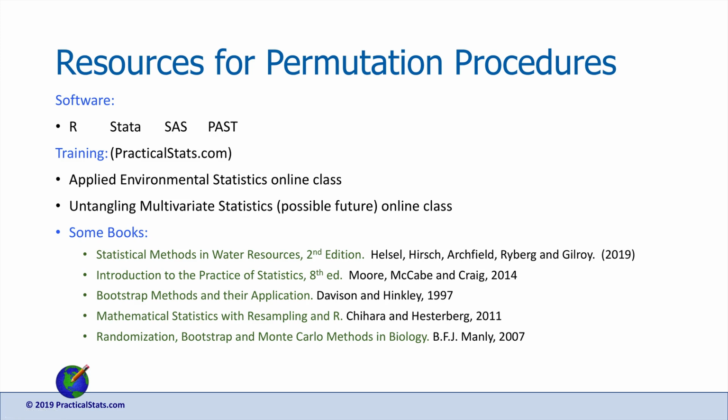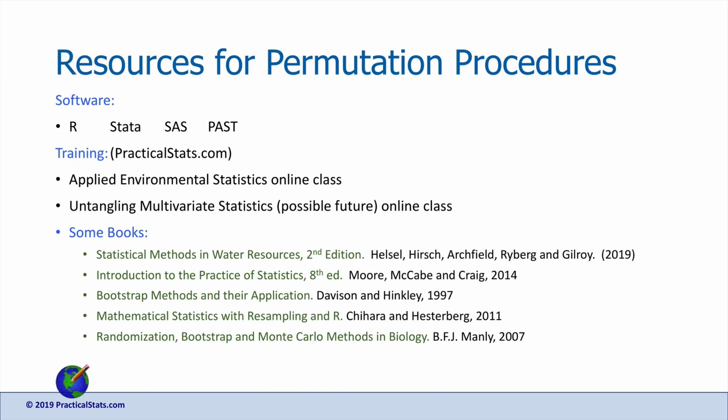Some books. The new version of Statistical Methods in Water Resources, which at least the last time I heard has not been out yet, published by the U.S. Geological Survey. They said it was going to be in 2019. They have 10 weeks left to meet that deadline. We'll see. When it is out, I will shout it from my webpage, so you can always check there. Or you can sign up for our newsletter and it'll be shouted out that way too.